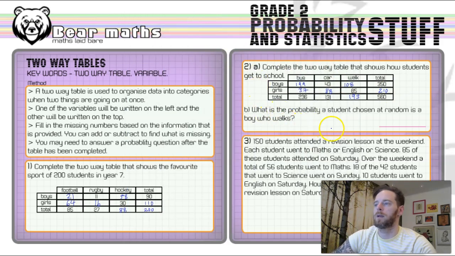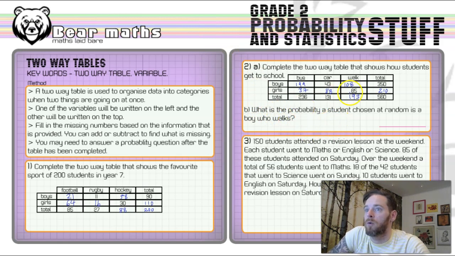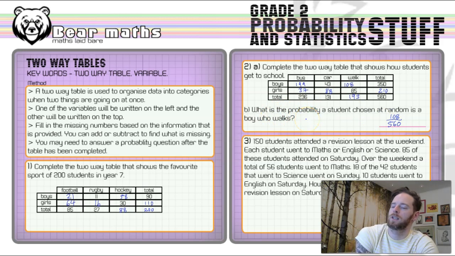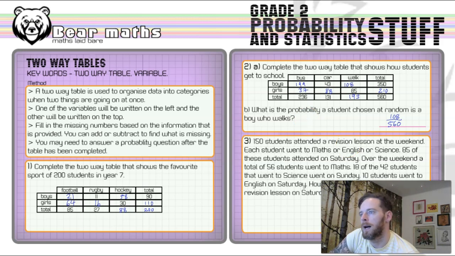Then we've got the probability bit to it. So what's the probability a student chosen at random is a boy who walks? So out of all of them, it's going to be out of 560, a student chosen at random is a boy that walks. So boy walks is 108 of them. We have to choose the correct number from the correct part of the two-way table and put it out of the total number that there are. Sometimes this question could be a little bit more complicated. It might be more specific than that, but you just read the words carefully and you should be all right with it.